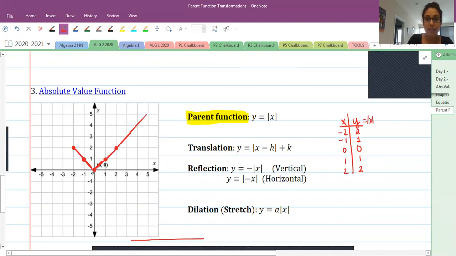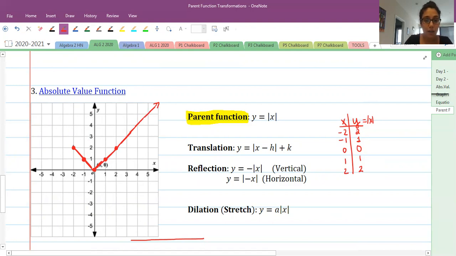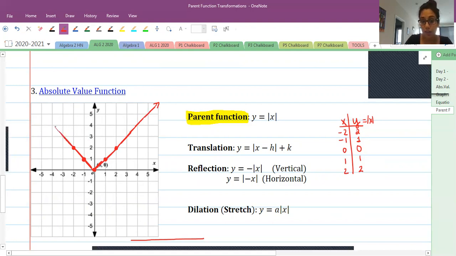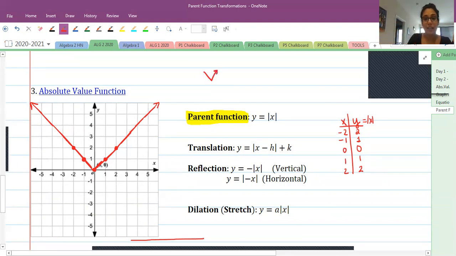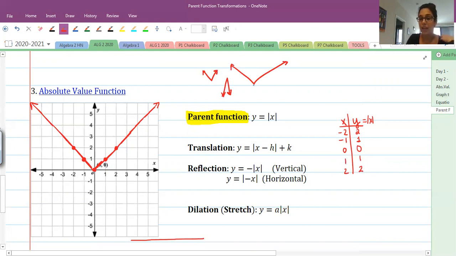That is consistent. An absolute value function will always look like a V, the same way a parabola will always look like a U. It will always look like a V, whether it's an upside down V or a right side up V. It might look like this, it might look like that, but it will always be a V, and it will always also, like a parabola, have a vertex.